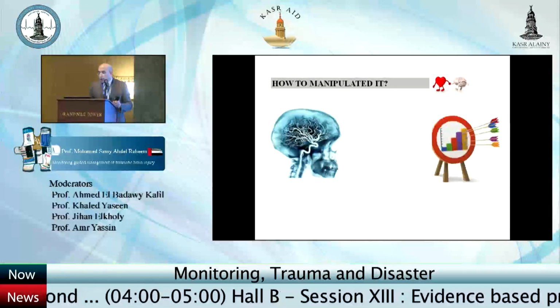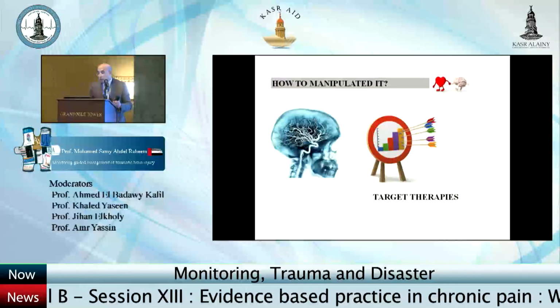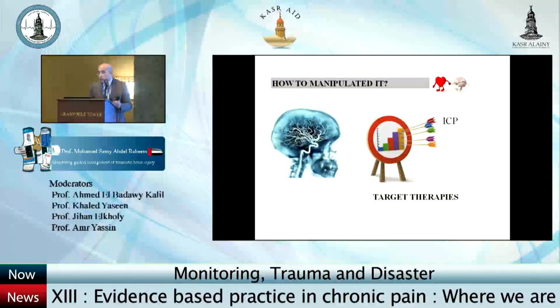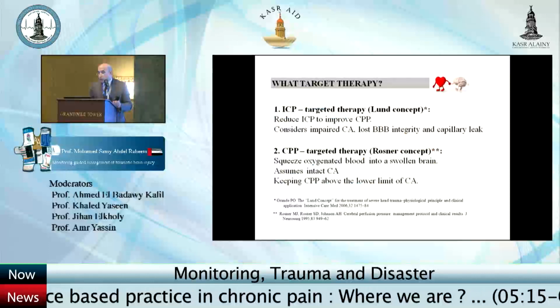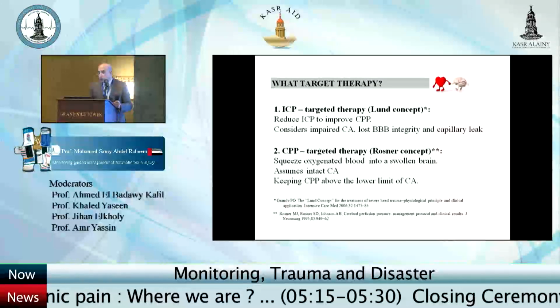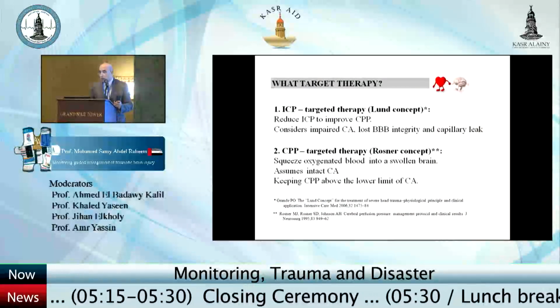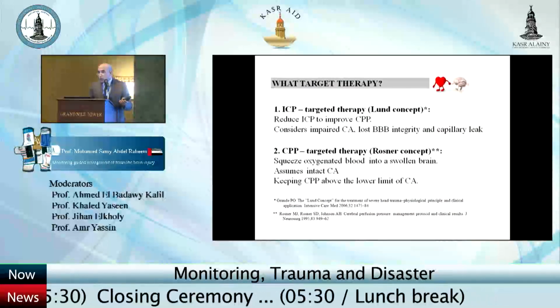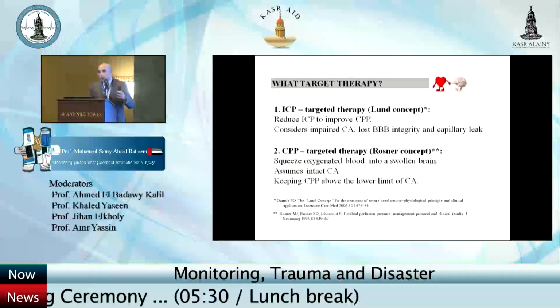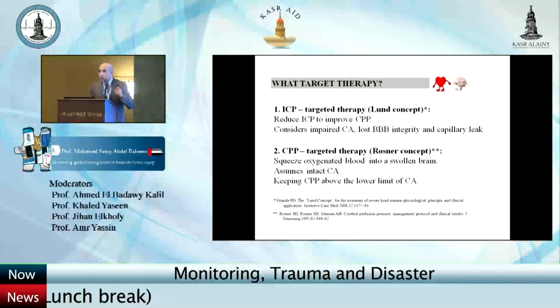How can we manipulate it? We have to have targeted therapy, and these targeted therapies are ICP, cerebral perfusion pressure, and cerebral autoregulation. When we use ICP alone, that was the Lund concept: to reduce the intracranial pressure and therefore increase the cerebral blood flow going to the brain. The cerebral perfusion pressure is the Rosner one: regardless of the edema of the brain, we shouldn't worry about ICP, we just squeeze more blood into the swollen brain. And none of those are actually valid.